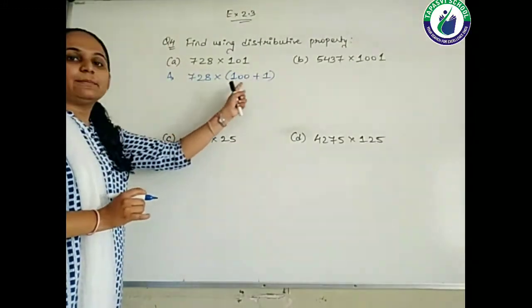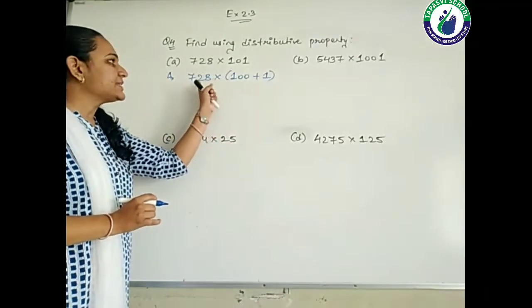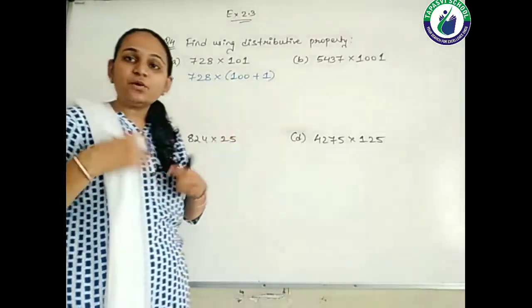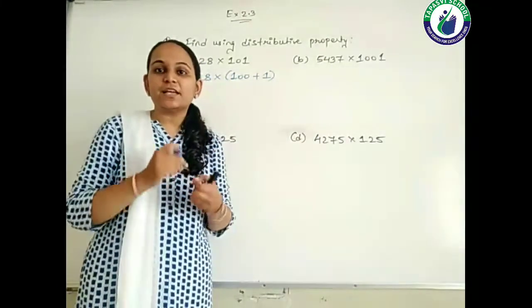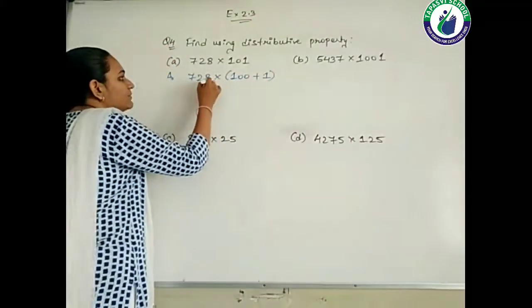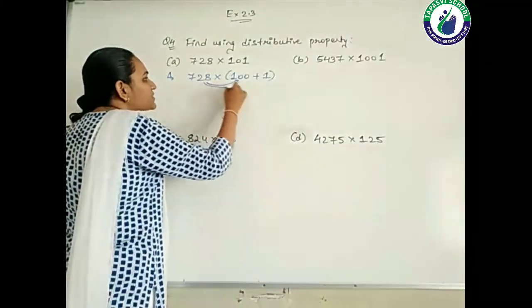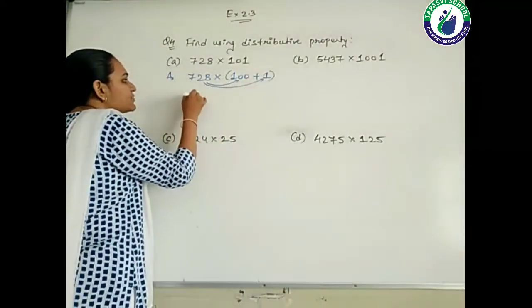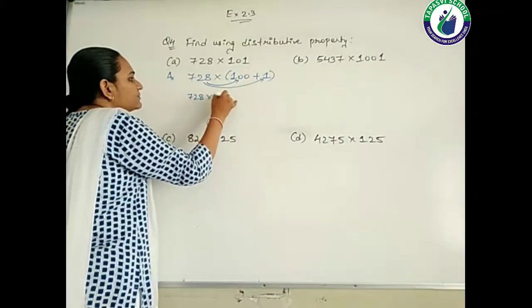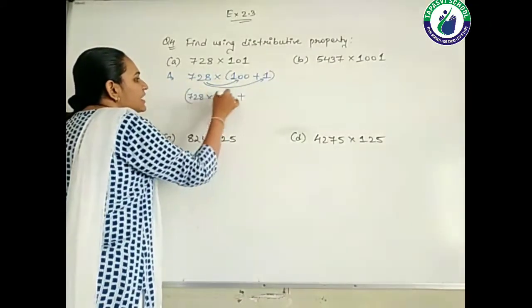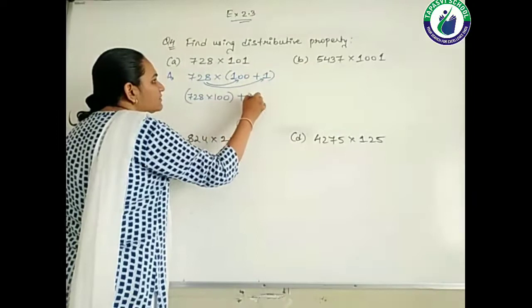Now 728 multiplied by 100, then 728 multiplied by 1. What are we doing? We are distributing the multiplication, right? So first I am doing the multiplication of 728 with 100. Then I am doing 728 with 1.